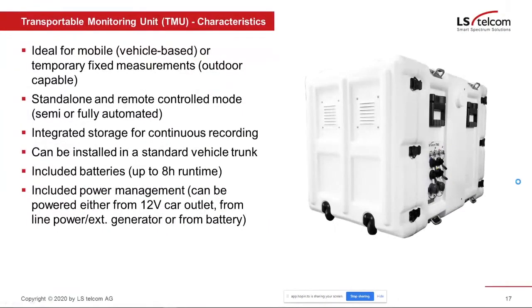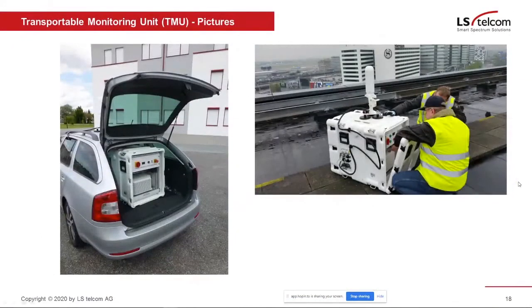Then the TMU is the transportable monitoring unit. It has basically two use cases. The first use case is you can put it in the trunk of a vehicle, mount an antenna on top, and then you have a measurement vehicle. You can do drive tests, for example.